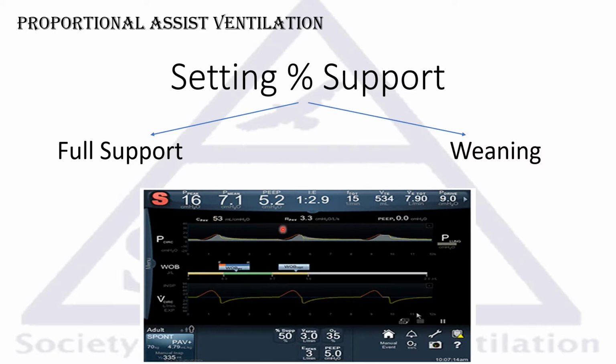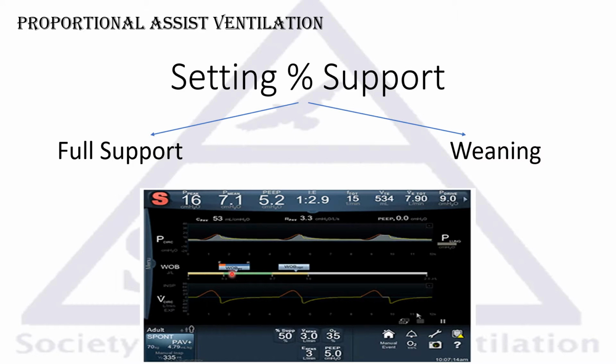And of course, at the same time, you're looking at the tidal volume and you're looking at where the patient is. So if you're using 80, 90% and the work of breathing of the patient is very minimal, you can actually reduce that a little bit.